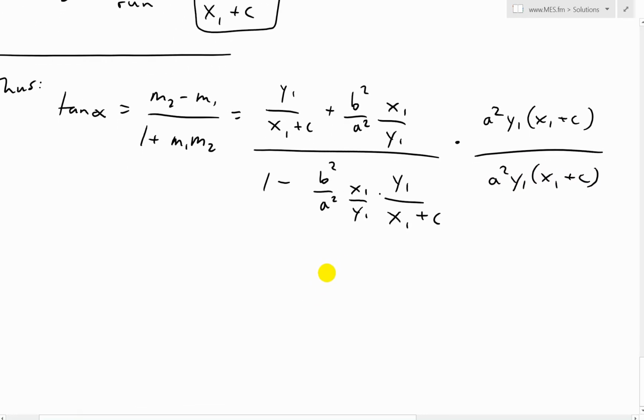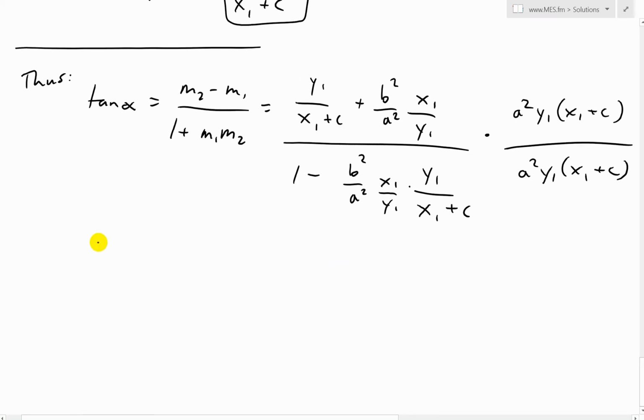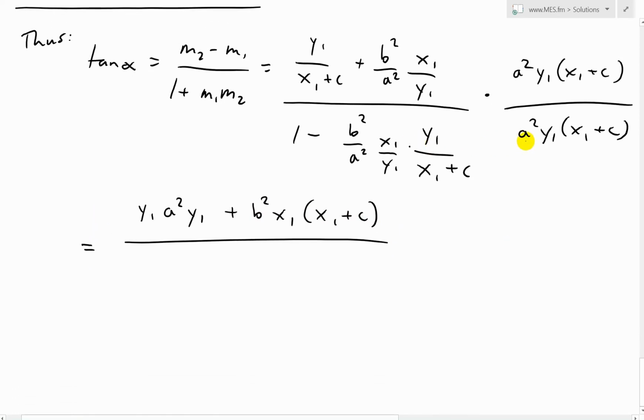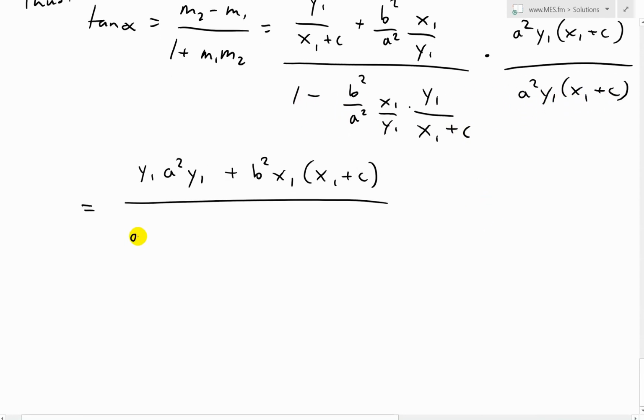So we don't change anything, and then when we do that, what we end up having is this equals, and this is going to be a lot of algebra. The x1 plus c cancels with that, so we're left with a squared y1, and now this a squared y1 cancels with these two, so now we're just left with x1 plus c. So we have plus b squared x1 times x1 plus c, divided by the bottom one. This whole thing cancels, that's the same as this, and then we're just left with 1 times that. It's going to be a squared y1 times x1 plus c, and then subtracted by, and that all cancels, b squared x1 y1.